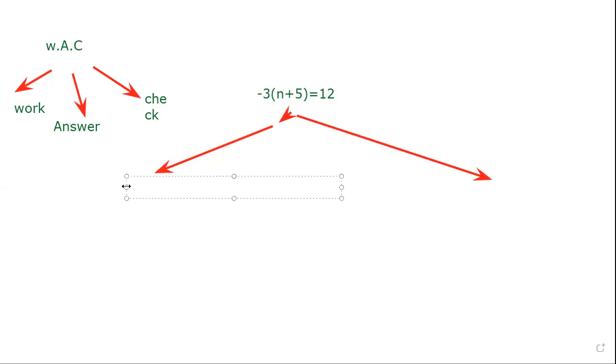Number 1, we have -3 and then the parentheses n plus 5 equal 12, right? Look at the number before the parentheses. It's -3. And look at the value on your right hand. It's 12. Can 12 be divided by -3 or not, grade 7? Yes. 12 divided by -3, will it give us a decimal? No. It will be how many?